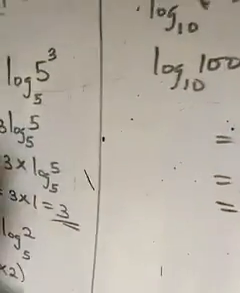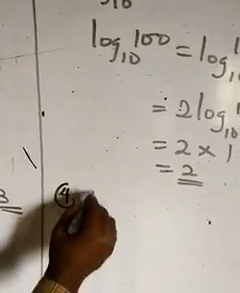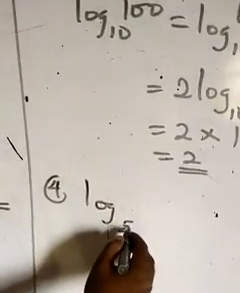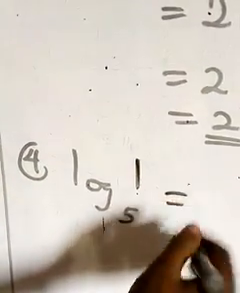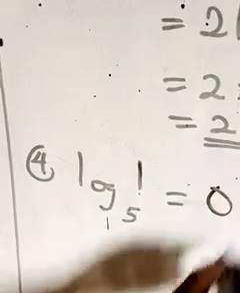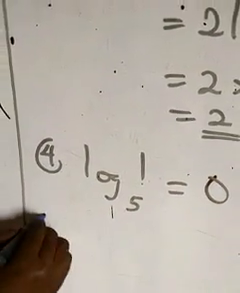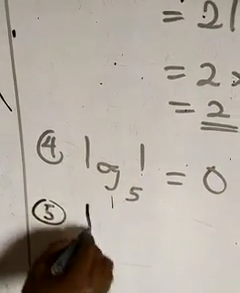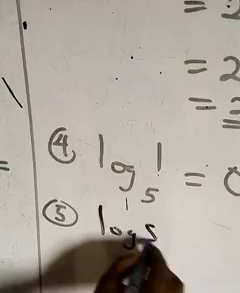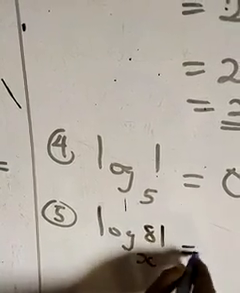Now I move to the fourth one. The fourth question says log 1 base 5. I told you that anytime you have log 1, it is what? 0. That's the answer.